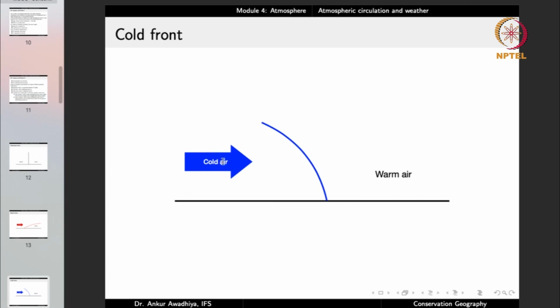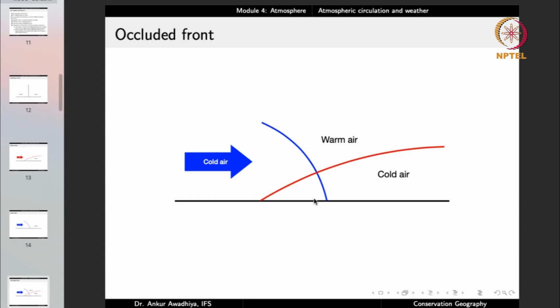This is a cold front. In this case, the cold air is pushing against the warm air. The cold air being denser, it remains at the bottom and it creates a very steeply declining cold front. And an occluded front occurs when the cold air moves at such a fast speed that the cold front has now overtaken the warm front.